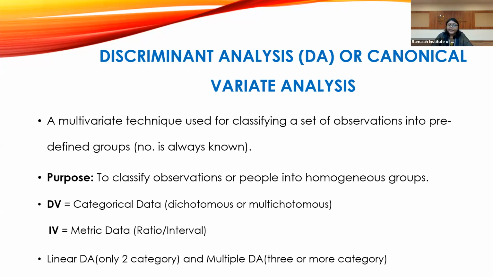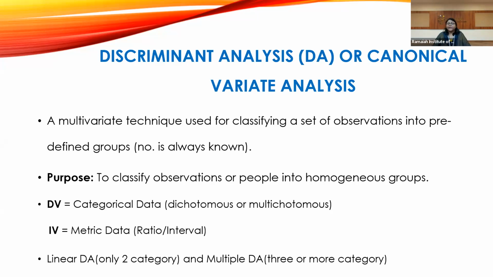Now here, the independent variable is metric data, which is in the form of either ratio or interval, and the dependent variable is always categorical data. That means it can be dichotomous, like bad or good, high or low, or it can be multichotomous also. That means having 3 or more categories, like low, medium and high. That is an example of multichotomous. So in both the cases, in discriminant analysis, we can go only for categorical data in case of your dependent variable.